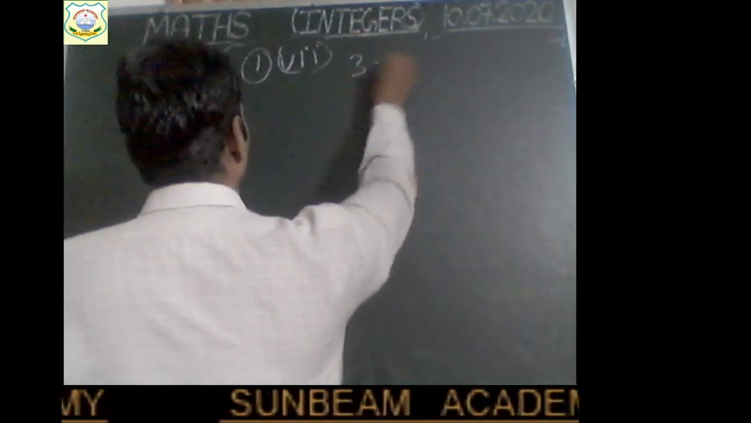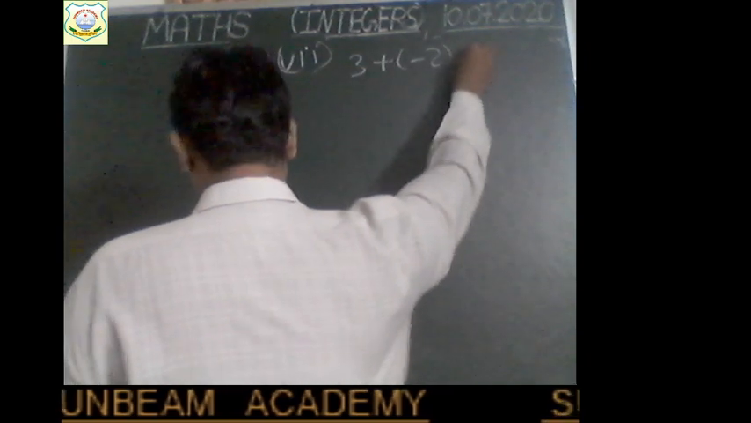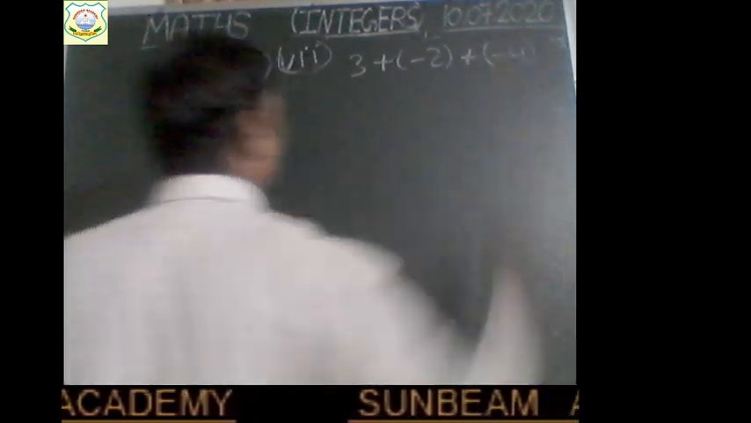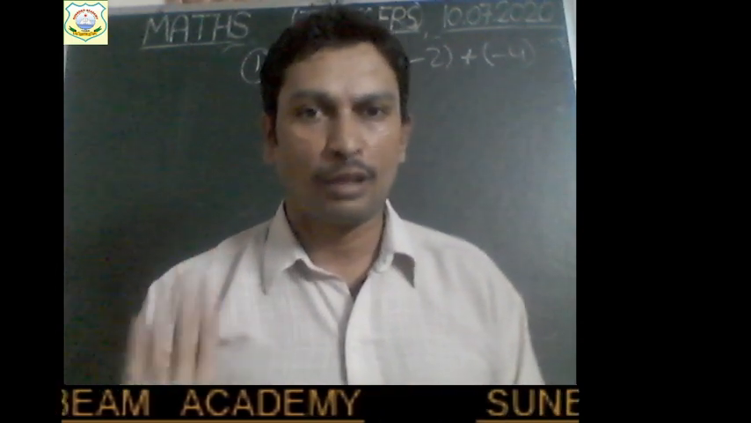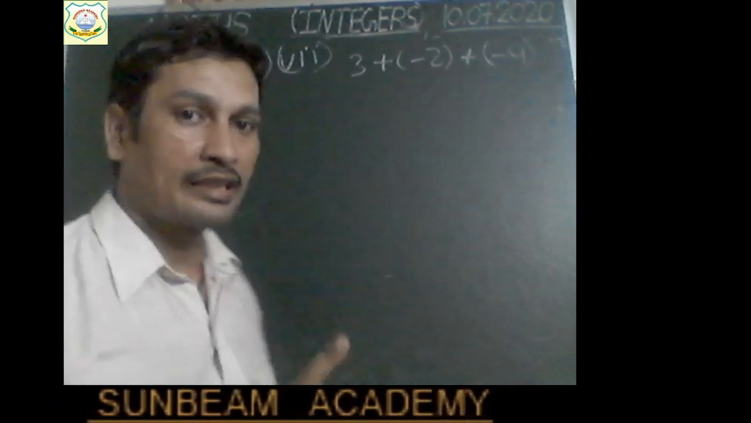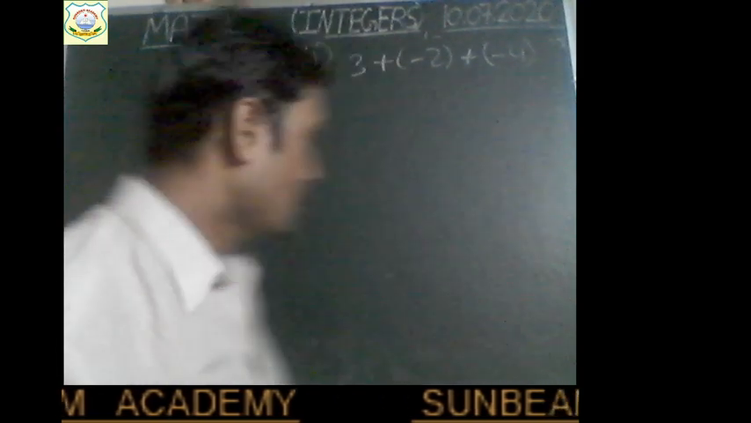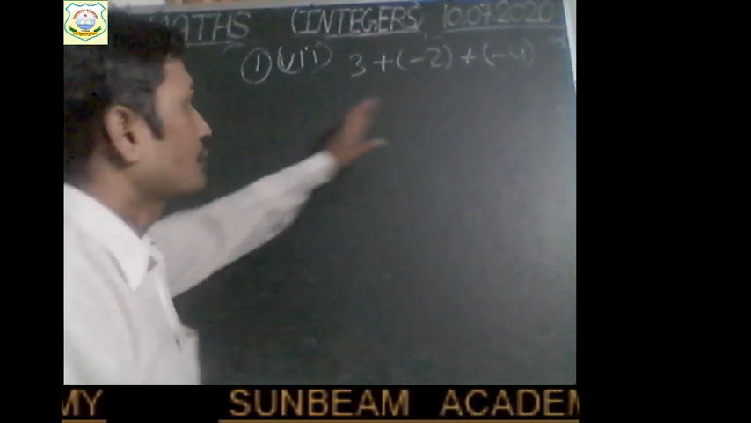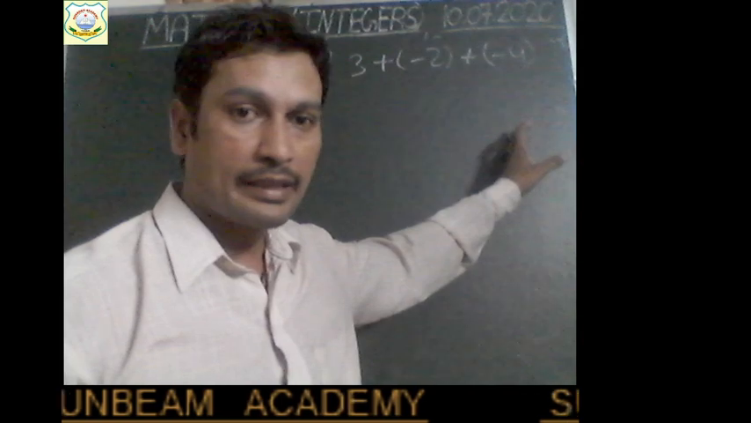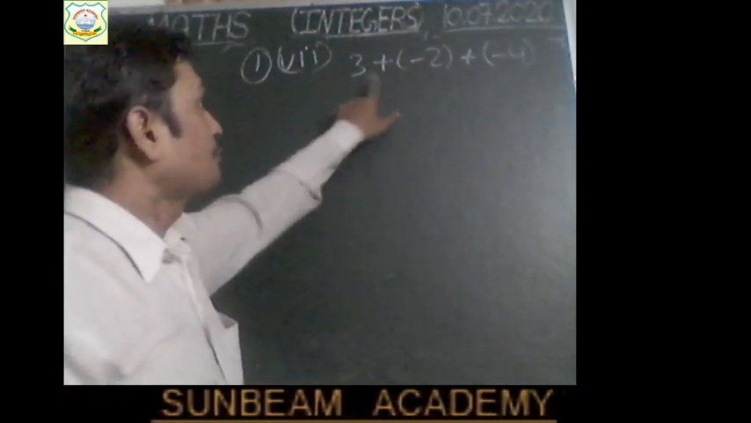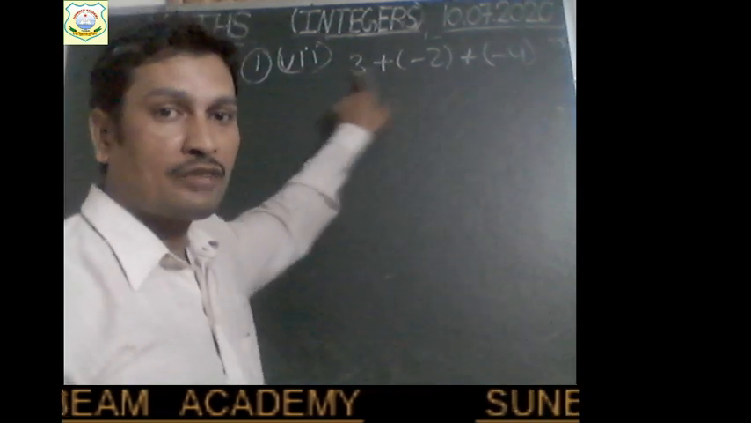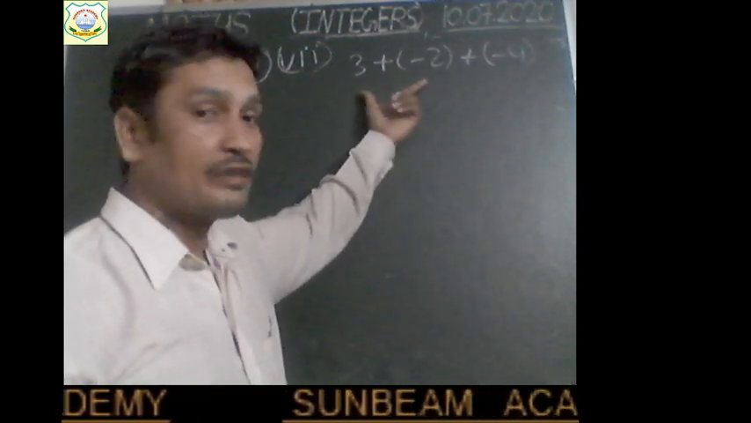So here the integers are 3 plus minus 2 plus minus 4. This question was in homework, so I think most of you have solved it. For those who were not able to solve it, I am solving it once again and you see how this is solved. 3 plus minus 2 and minus 4, these are the integers to be added. Now 3 plus minus 2, firstly add the first two integers. We are adding one positive integer with one negative integer. Both have opposite signs.